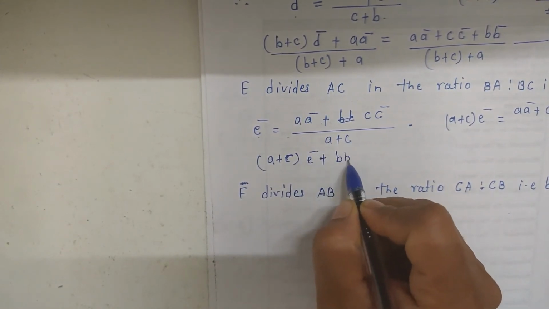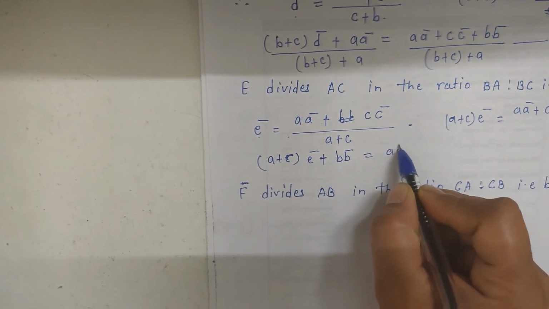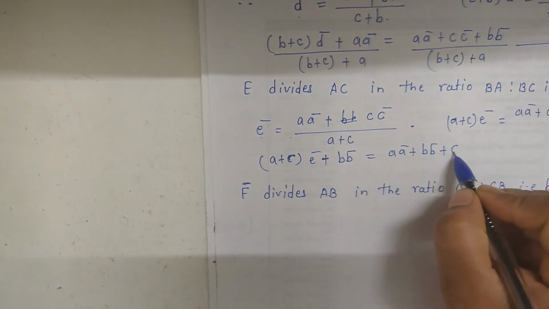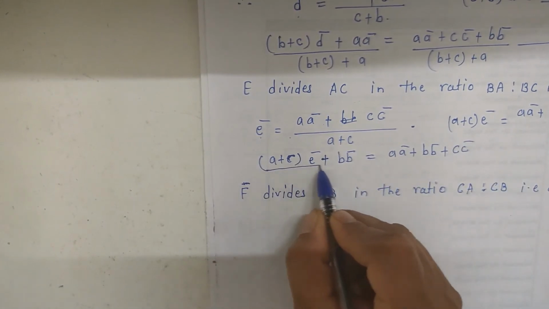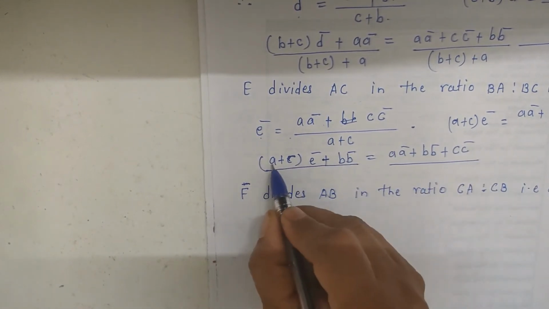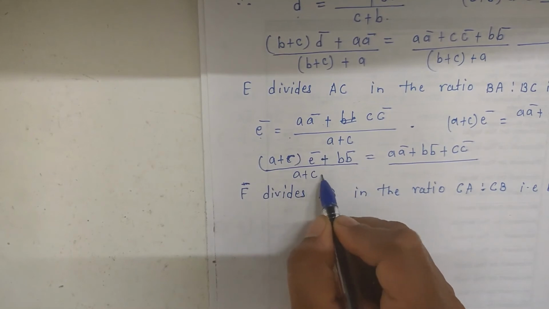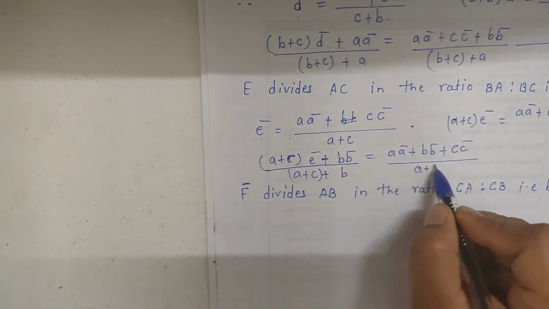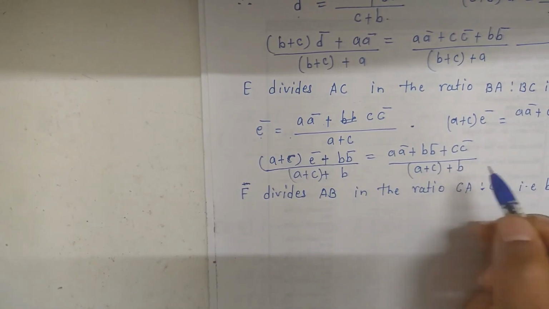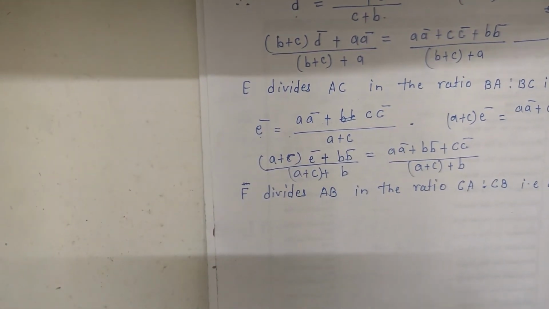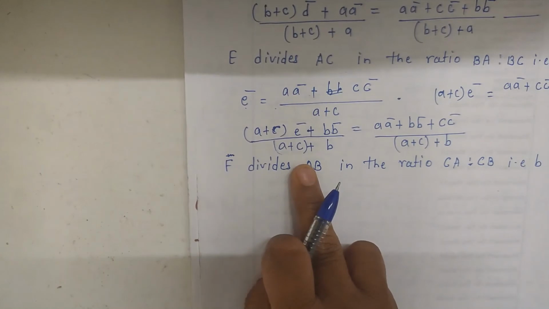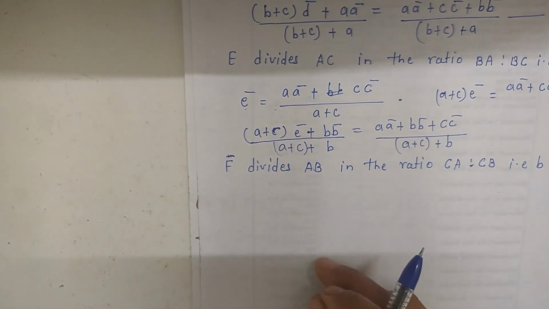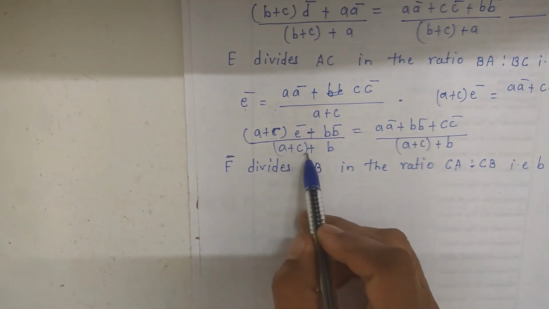plus B into B bar is equal to A into A bar plus B into B bar plus C into C bar, and dividing by this ratio A plus C plus B, again A plus C plus B. Dividing by the same term, the value of the given ratio cannot be changed. So dividing by A plus C plus B.